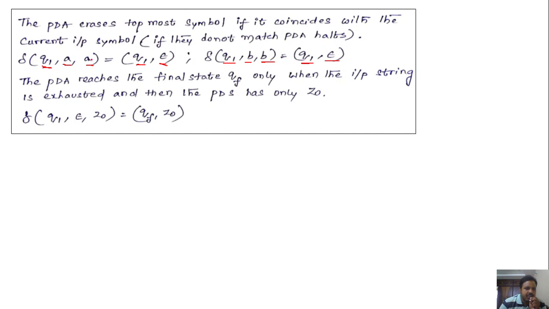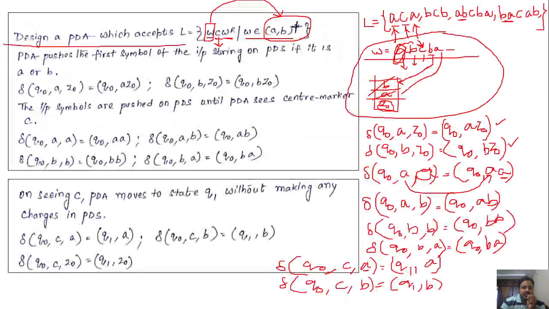The A will match with the A and the input symbol B may match with the top of the stack, right? So in Q1, if we don't have anything to process, that means in Q1, if the input is epsilon and top of the stack is Z naught, then we are going to the state QF and the stack content will be Z naught itself. Okay. So this is the process for constructing the push down automata for the given language property W C W power R. Okay. So just go through these transition functions which I have mentioned here.